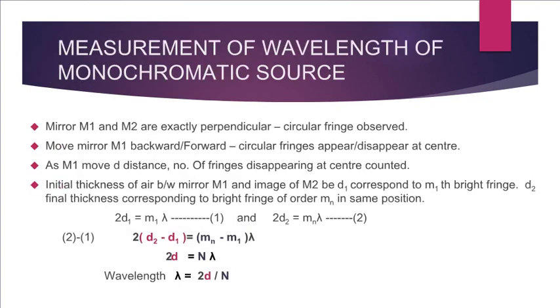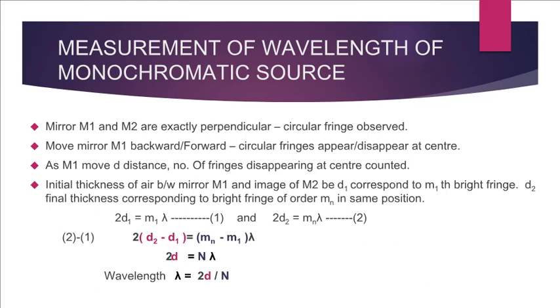We can use the interferometer to measure the wavelength lambda of a monochromatic light source. For this the mirrors M1 and M2 are exactly perpendicular to each other, and when we observe through the telescope we can see circular fringes. If we move mirror M1 forward, circular rings will appear at the center. And if we move mirror M1 backward, rings disappear at the center. Let's move mirror M1 through a distance d. We count the number of fringes disappearing at the center.